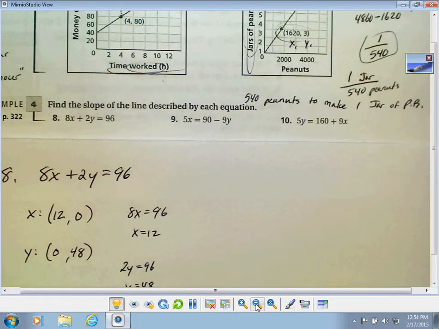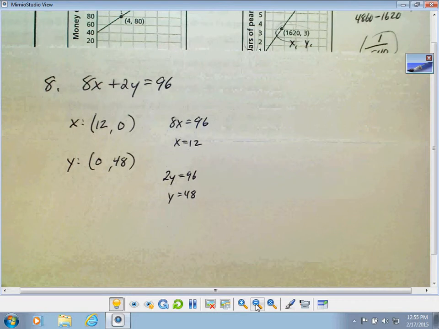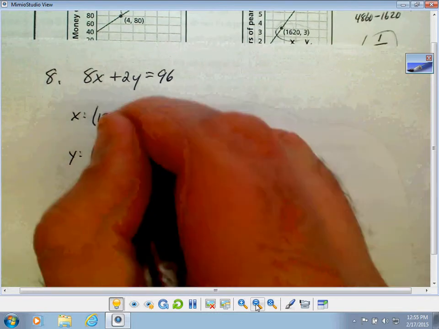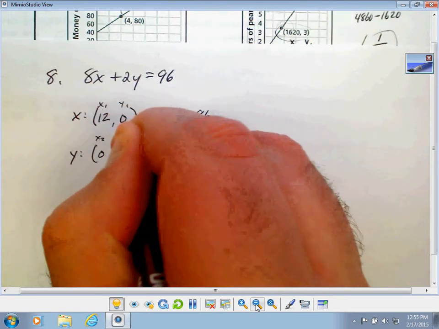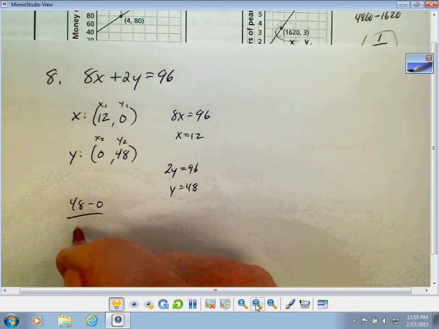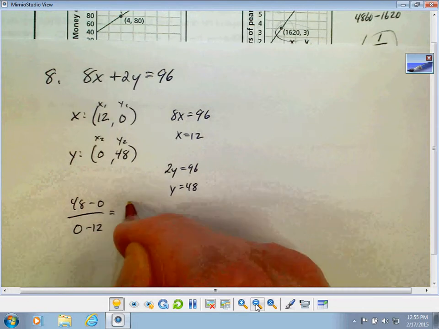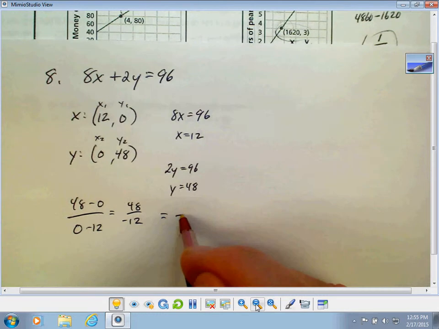Now you just need to use those in the slope formula and you'll be able to work out an answer. So if this is x1, y1, x2, y2, it's going to be 48 minus 0 over 0 minus 12. 48 over negative 12, and that reduces to negative 4.